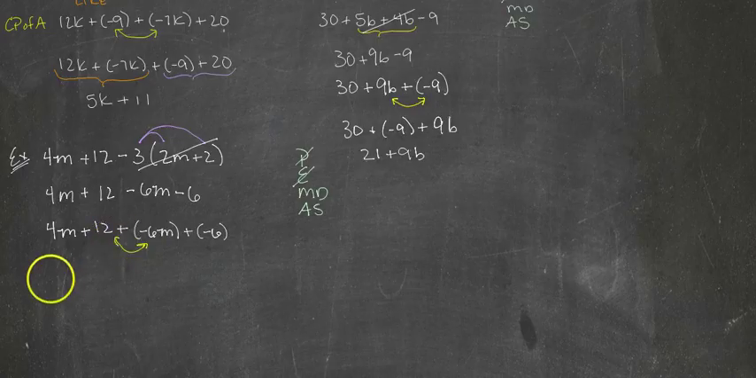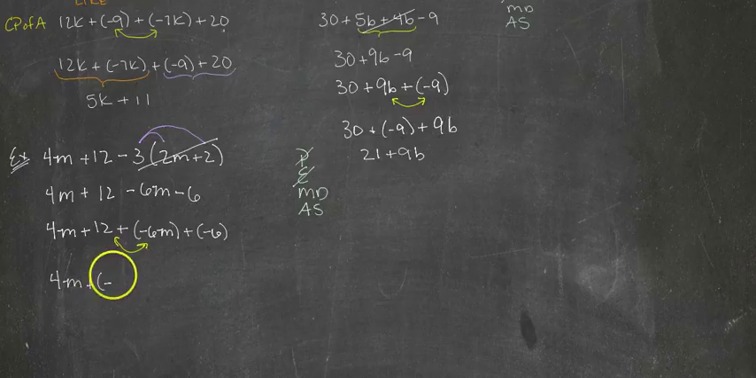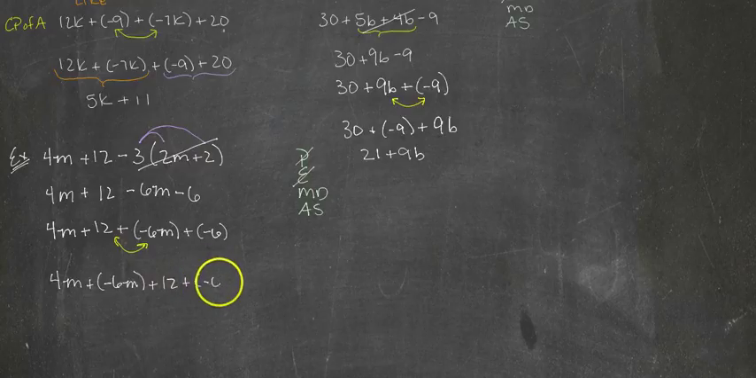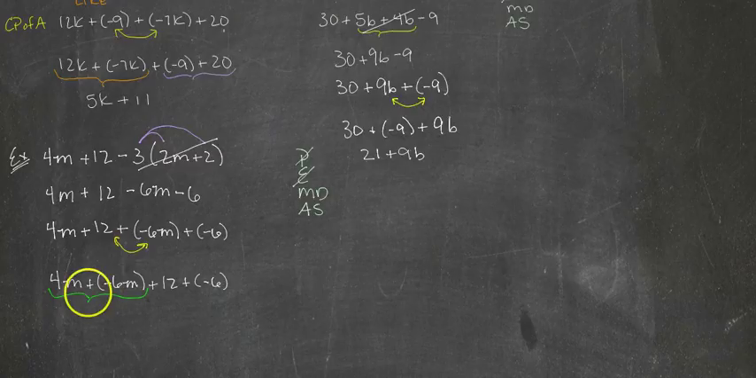switch those out. 4m plus negative 6m plus 12 plus negative 6. First, let's combine the like terms that contain the variable m.